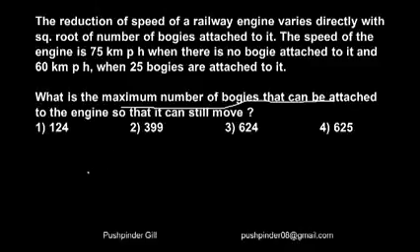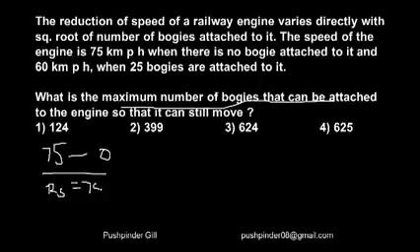So let's try to do one thing. Let's bring the engine to a halt. From 75, let us reduce the speed down to 0. Right? So that means my reduction in speed would be 75. And I have to calculate the number of bogies, right?